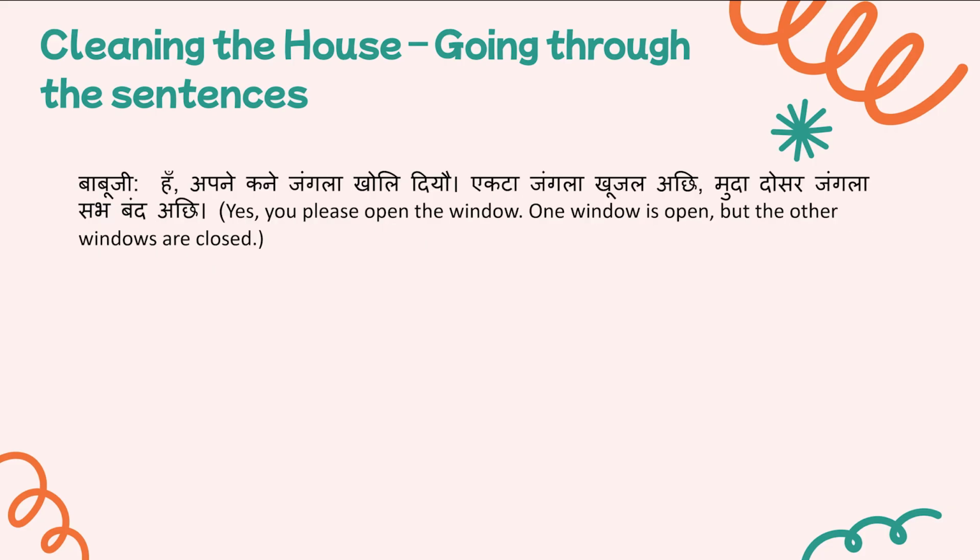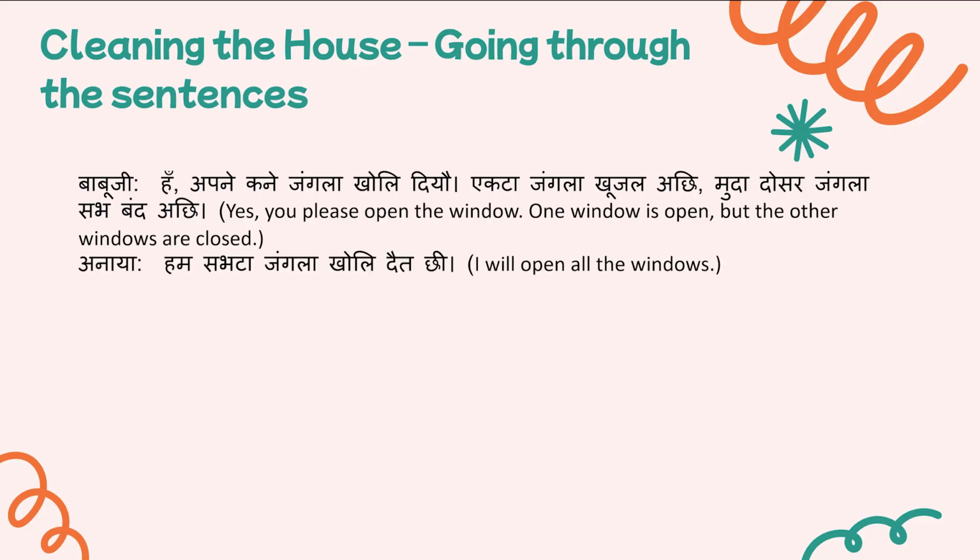In the next sentence, Babuji says, हाँ अपने कने जंगला खोली दियो. एकटा जंगला खुजल अछि मुदा दोसर जंगला सब बंद अछि. There is no possessive pronoun in this one. You can simply learn, read through it and learn through the English meaning provided.